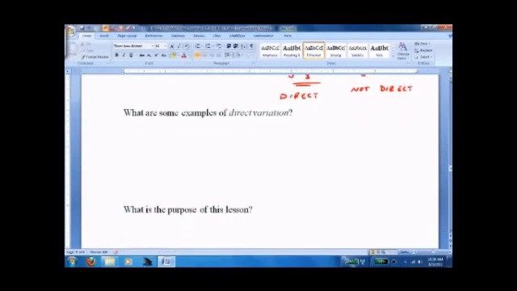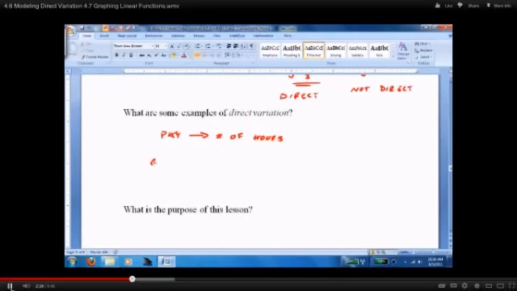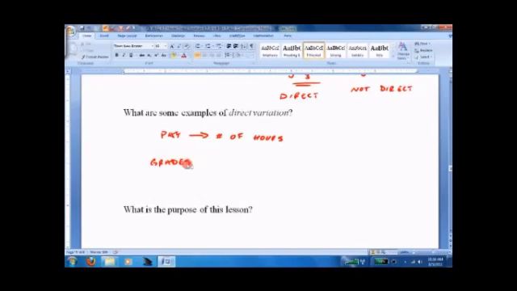What are some examples of direct variation? Well, the one that most people know is your pay is directly affected by the number of hours you work. Your grades, and it's a different direct variation for every person because some people get it easier than others, but your grades are a direct variation of the number of hours you put in. Your number of goals you score in a game or baskets or whatever varies directly with the number of games.